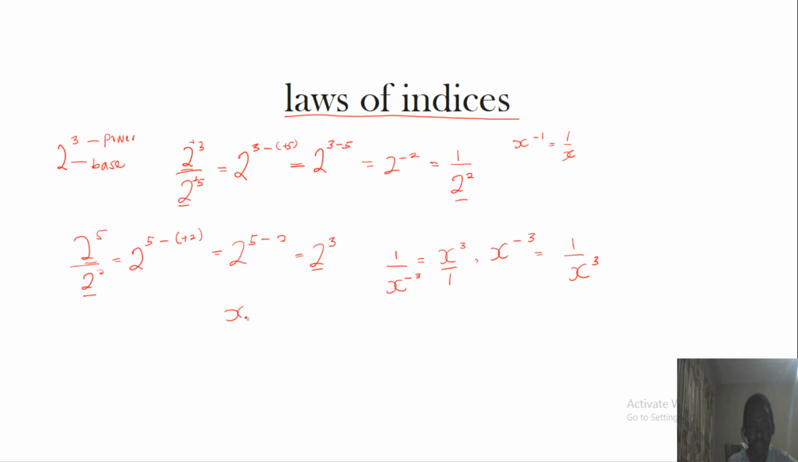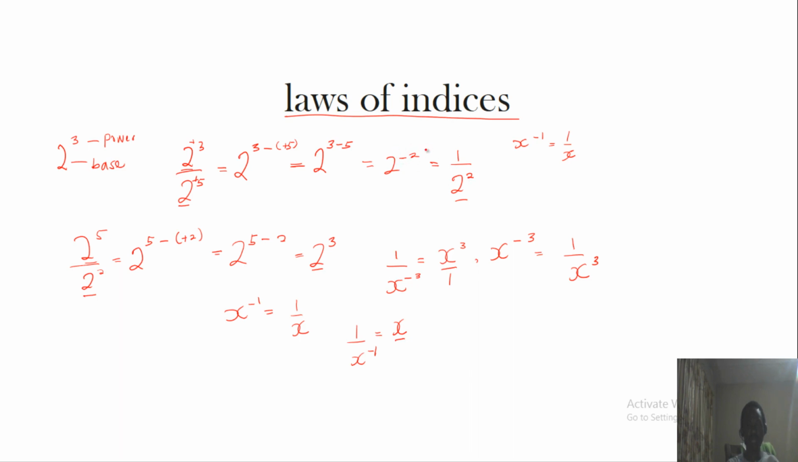Basically, if you have x raised to the power minus 1, as I've said before, it should be 1 over x. But when you have 1 over x raised to the power minus 1, automatically this will give you x. These are things you need to understand first. When the power is minus, you can have it as 1 over. If I have 2 raised to the power minus 2, I can have it as 1 over 2 raised to the power 2.